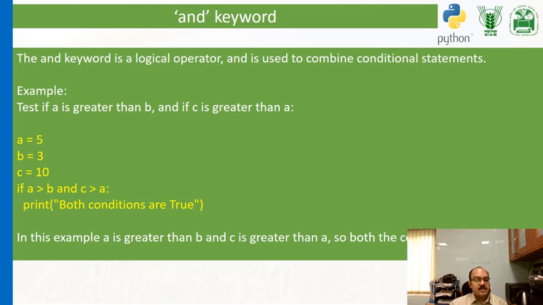Now in the and condition, for the if block to be executed, both conditions must be true. It is not that only one condition will be true and it will get executed, but both conditions must be true, then only it will be executed. So in this case, as a is greater than b and c is greater than a, we get the output as both conditions are true.